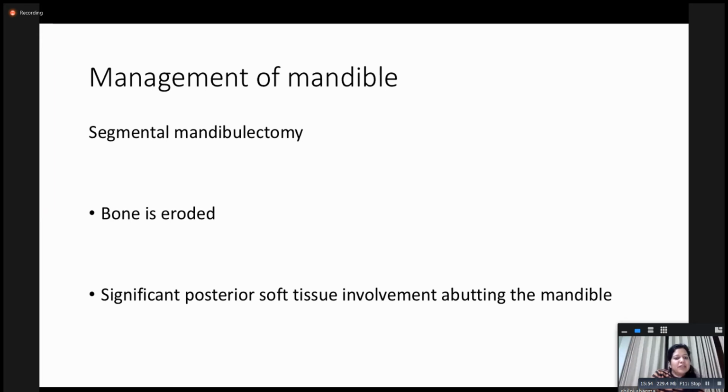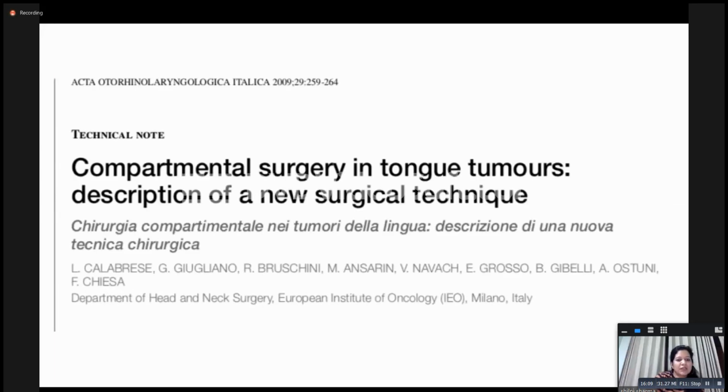Segmental mandibulectomy, as mentioned earlier, is done if the bone is eroded or if there is significant posterior soft tissue or paramandibular soft tissue abutting the mandible, and while doing marginal mandibulectomy, you will not be achieving a good soft tissue margin. In that situation, segmental mandibulectomy can be planned.